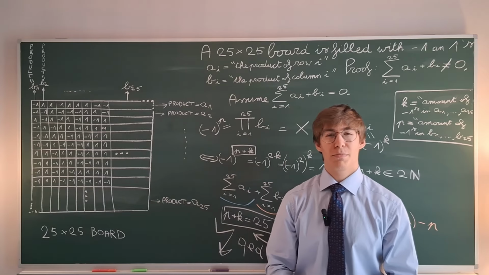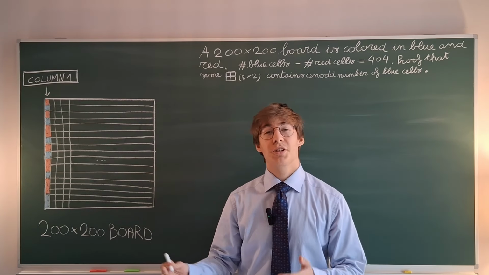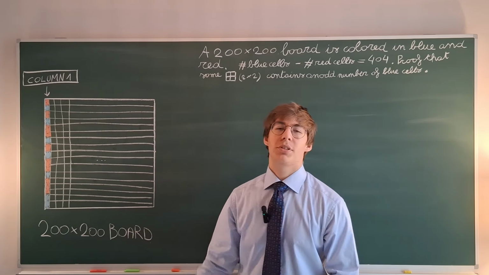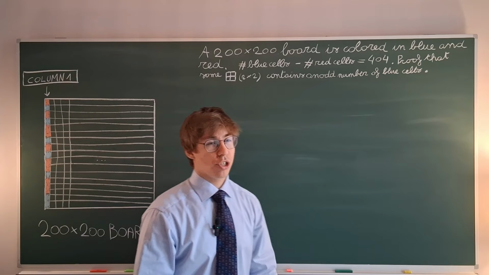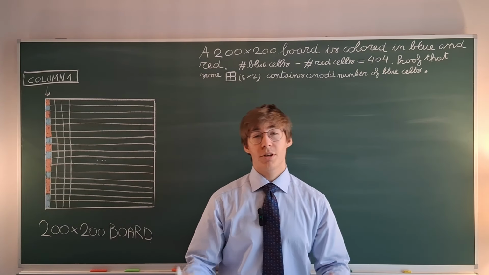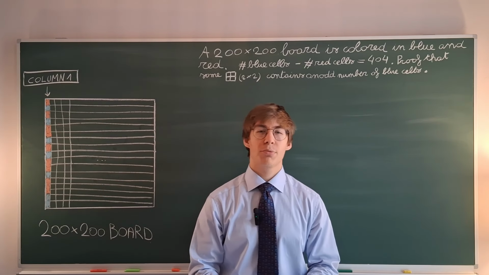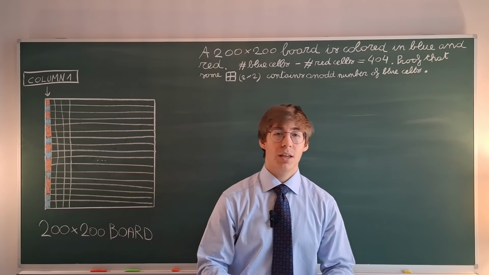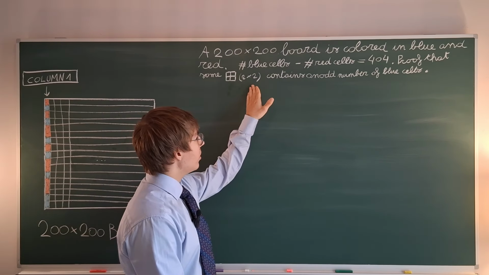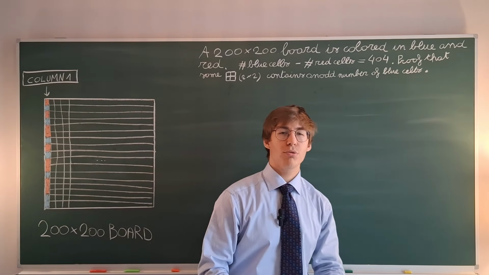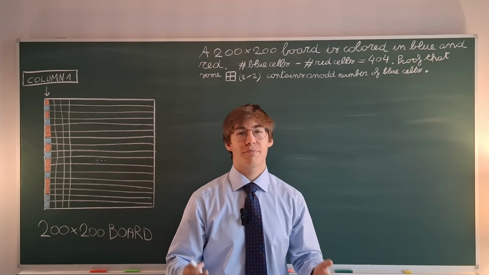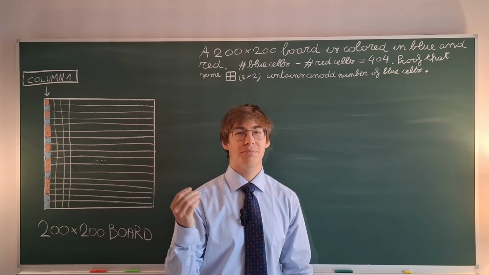Let's go to the final problem. This is the third and the hardest problem of the 3. It is about a 200 times 200 board. And the question is as follows. The board is colored in red and in blue, and the number of blue cells minus the number of red cells is equal to 404. And we have to prove that there exists a square tile 2 by 2 that contains an odd number of blue cells or an odd number of red cells. So if you want to try this problem by yourself, start now because the solution is coming right now.